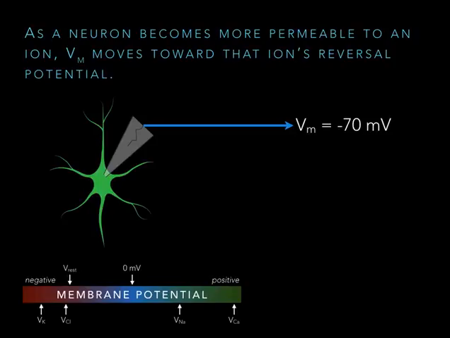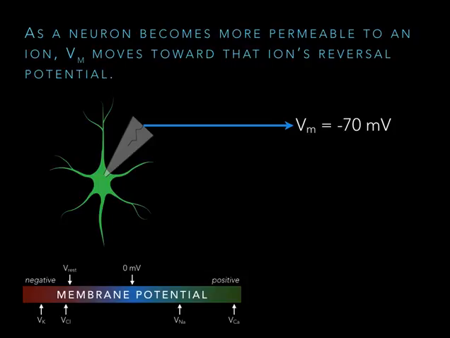Now, knowing the reversal potential is very powerful because anytime you increase the permeability of the neuron for that ion, membrane potential always moves toward that ion's reversal potential. Okay, so if you go and plug in different permeabilities in your Goldman-Hodgkin-Katz equation, if you were to increase the permeability for sodium, you'd find that the membrane potential is going to change. It's going to move toward the reversal potential of sodium.